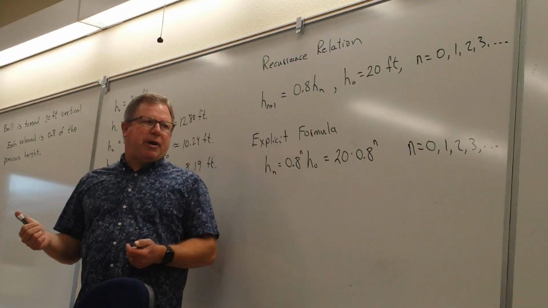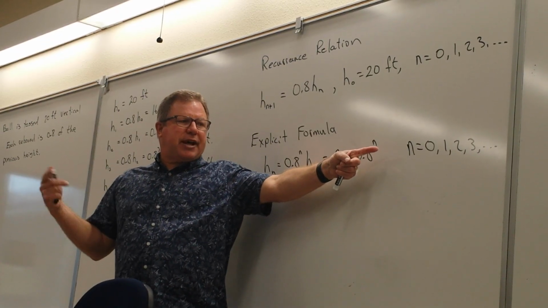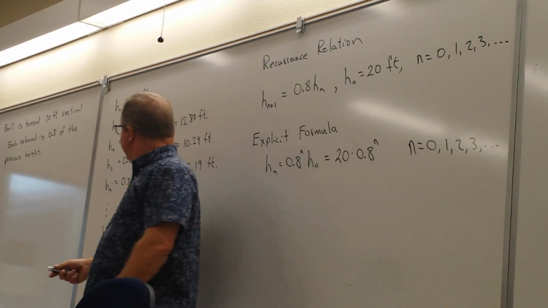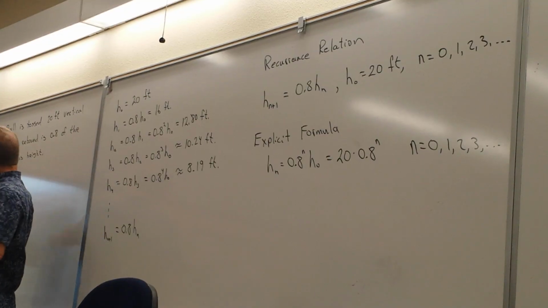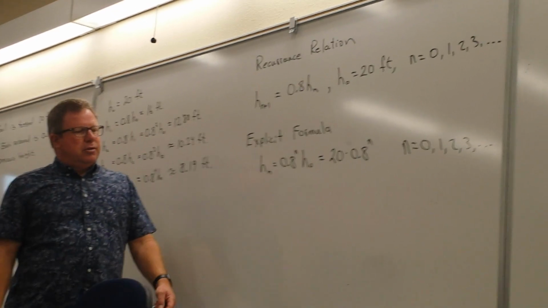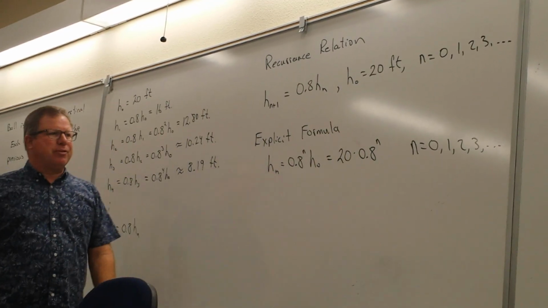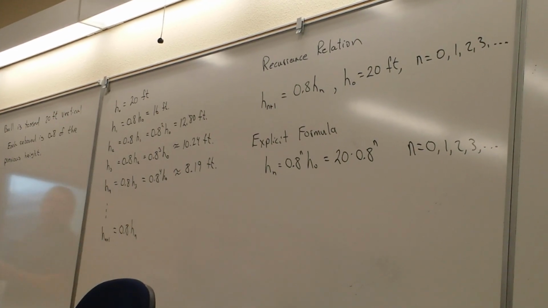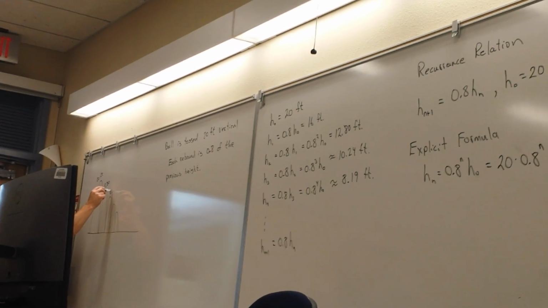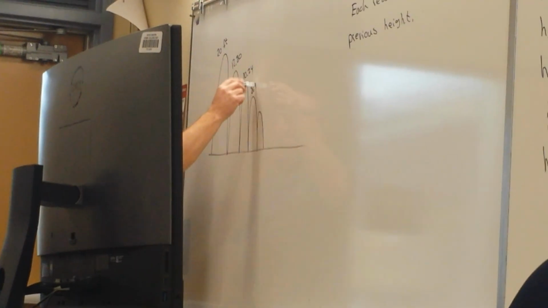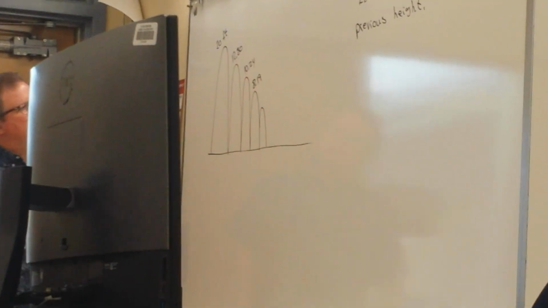So n is the number of bounces. With 0 bounces, it hasn't bounced yet. Put in 0: 0.8 to the 0 is 1, so the height is 20. That's the initial height that it's tossed to. And you put in 1, 2, 3, and find out the height of each bounce after that. And, you know, we have up here 12.80 feet, and then 10.24, and then 8.19, and so on. It keeps on going.